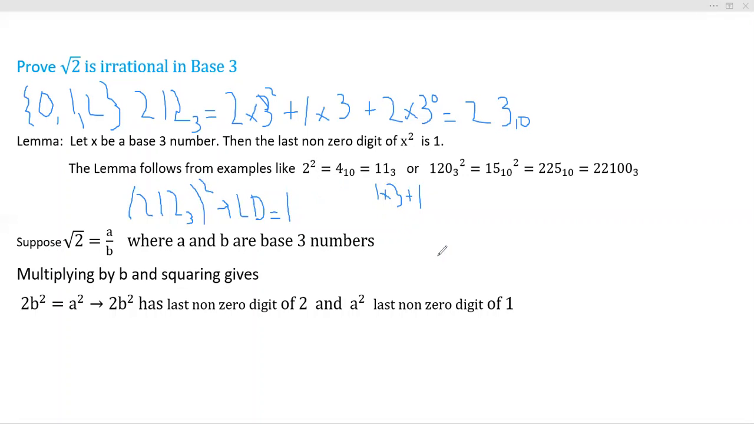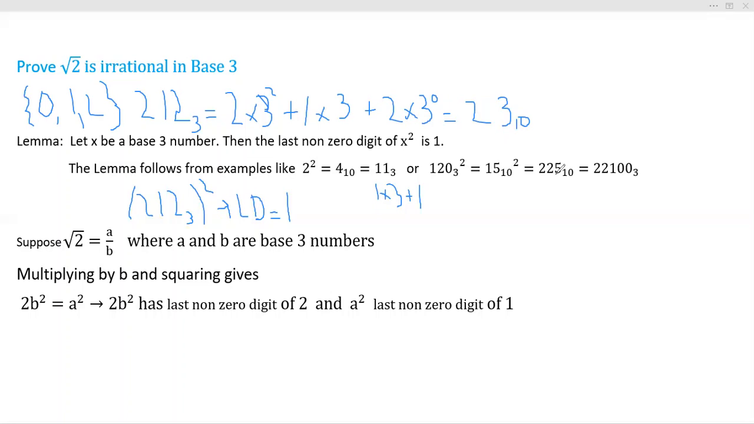Now here's an example of the last non-zero digit. 2 would be the last non-zero digit in this example right here. This base 3 number squared is equal to 15 base 10 squared. There's a way to do this out in base 3, but we'll convert it to decimal, which is a little bit easier right now. So this would be 1 times 9 plus 2 times 3, which definitely gives you 15.